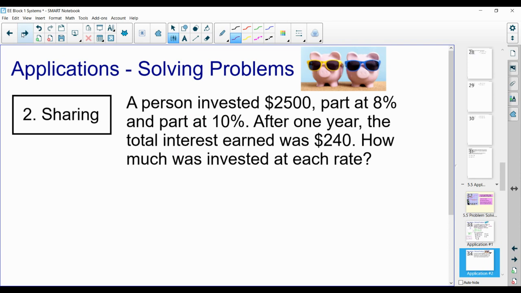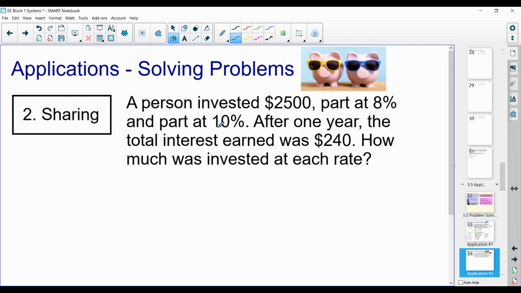So the next type of question that you can see is a sharing problem. And this is where you're going to have one amount that's being broken into different amounts or broken up into parts. And so let's read through the question here. So it says a person invested $2,500, part at 8% and part at 10%. There's the sharing piece.